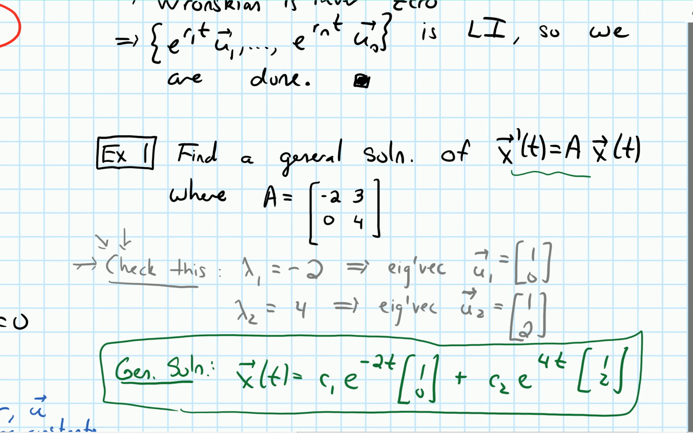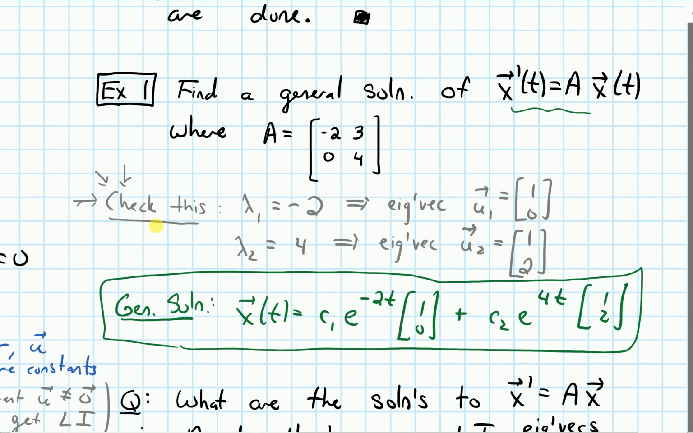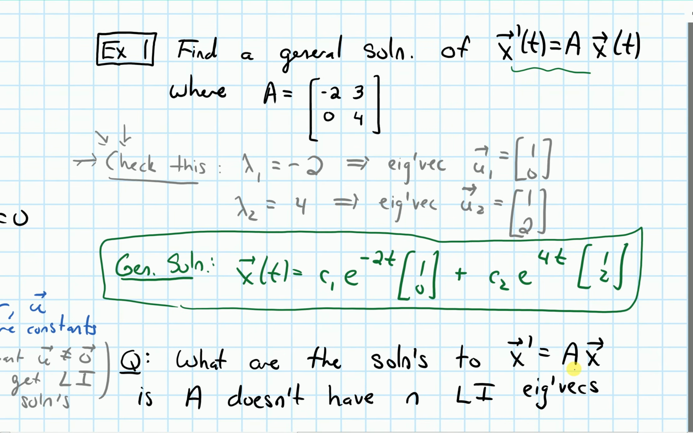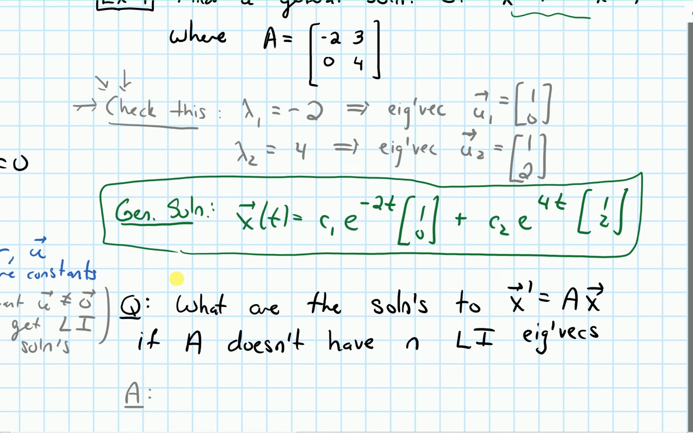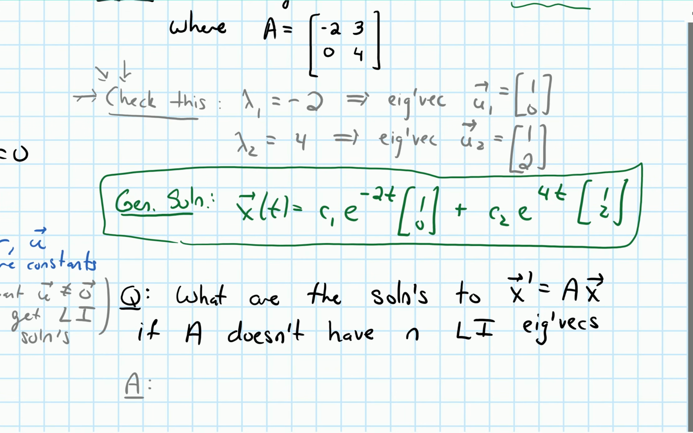A natural question is, it's not always possible in a matrix to find n linearly independent eigenvectors. So what do we do if we can't? What are the solutions to our system of differential equations if A does not have n linearly independent eigenvectors? We are not really going to talk about this, but I'll briefly answer the question. To do this, you would need to use what are called generalized eigenvectors.